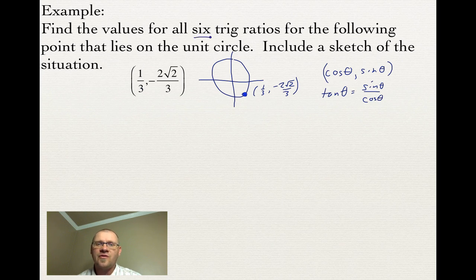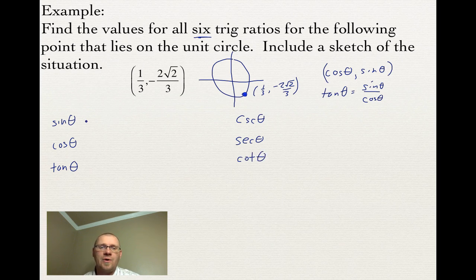Now it said 6 trig ratios. You have to remember that there are actually 6 trig ratios. We've got sine theta, cos theta, tan theta. But then we have the reciprocals of each of these. So the reciprocal of sine is cosecant. The reciprocal of cosine is secant theta. And the reciprocal of tan is cotan theta. So they do have their reciprocals as well. So first things first, let's find out sine, cos, and tan.